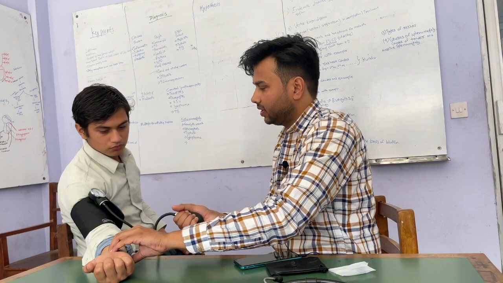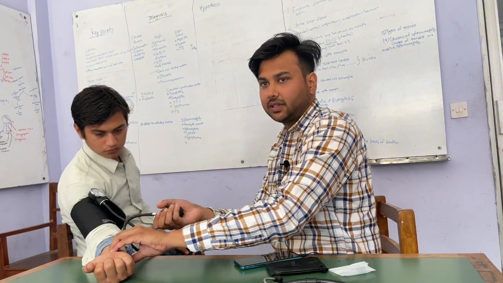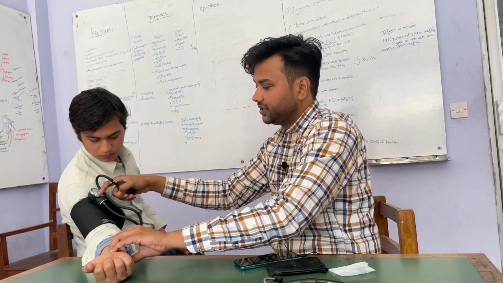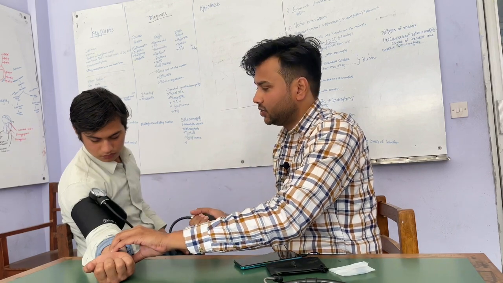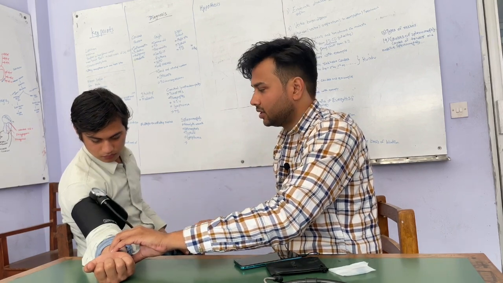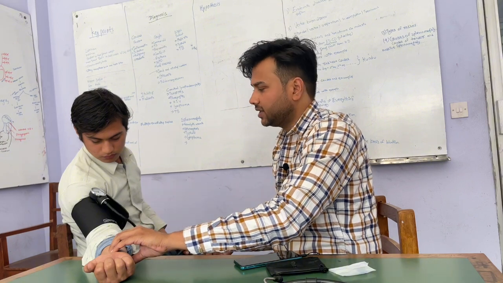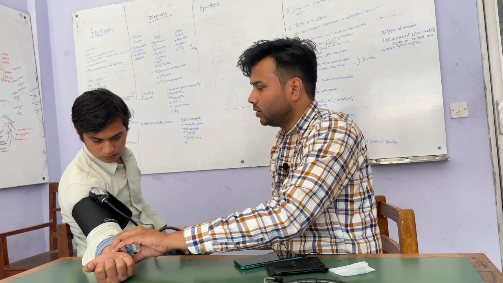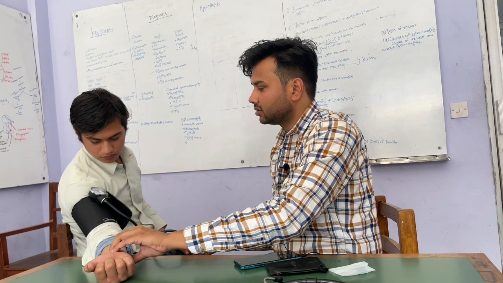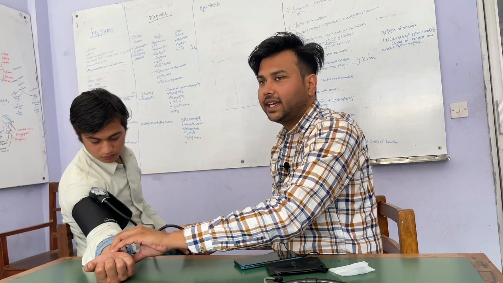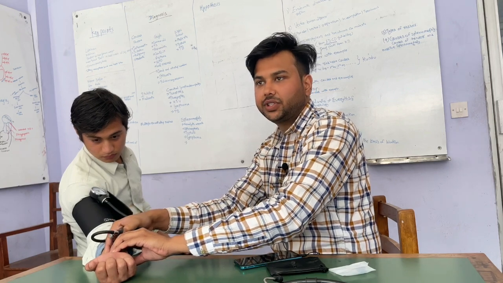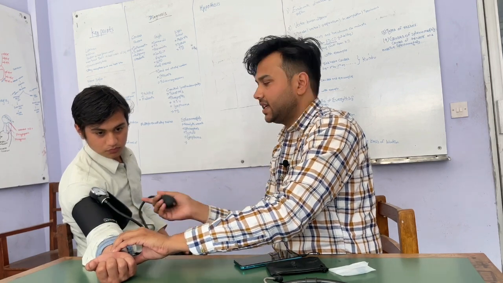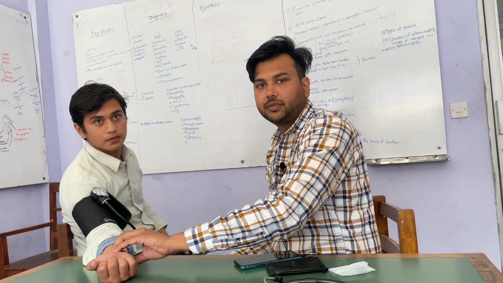inflate the BP cuff. I can still feel his pulse, and as the BP cuff is being inflated, the pressure readings are going up and up. So at 40, I can still feel his pulse. At 80, I can still feel his pulse. And when I went to 160, I cannot feel his pulse. So slowly I will decrease it. So I can feel his pulse at 110 millimeters of mercury. Okay, so this was estimation of blood pressure using the palpatory method.